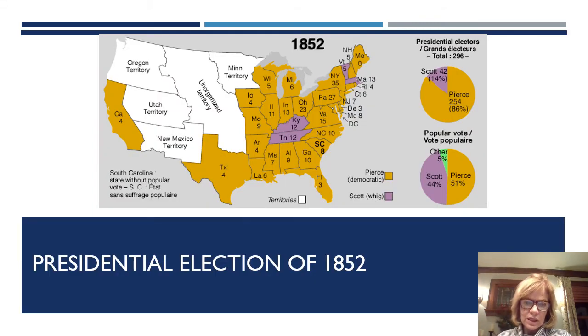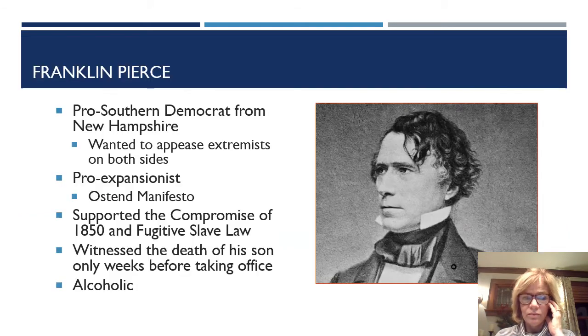Right, and you can see this right here. Pierce gets 51% of the popular vote, but he ends up with, what is that, 86% of the electoral vote. So, I mean, it was a huge victory. All right, so Pierce is not listed as one of the best presidents ever.